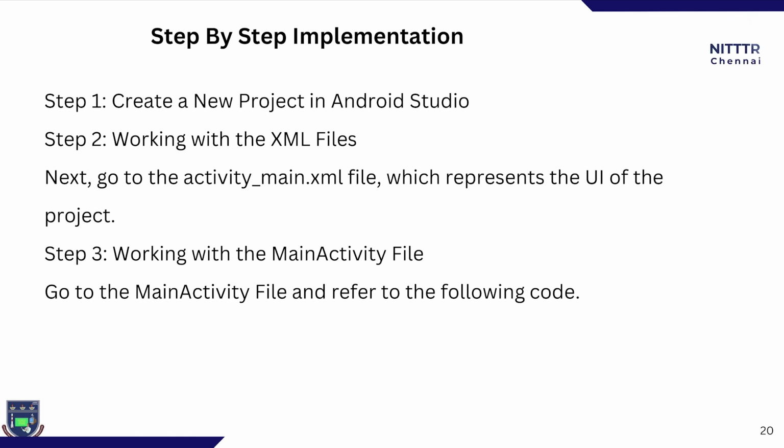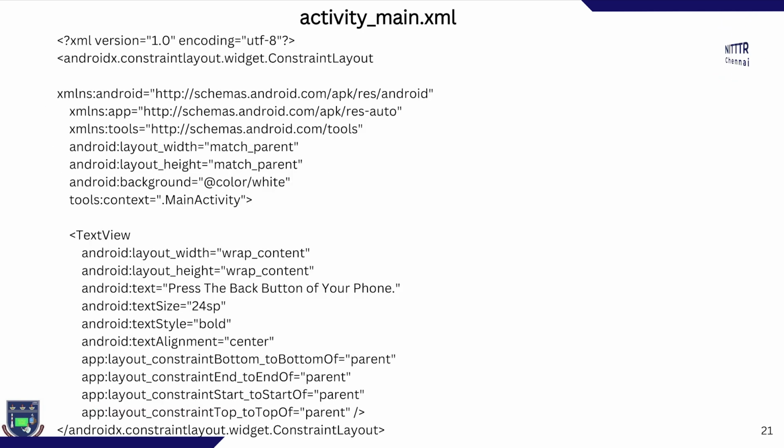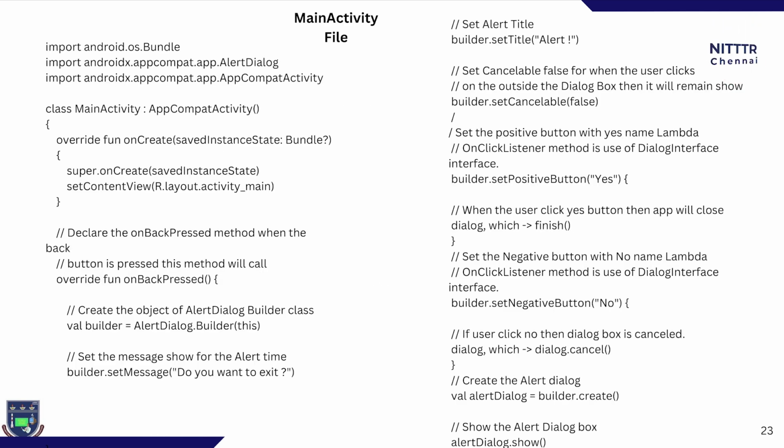Next, the third step is working with the MainActivity file. Now let us understand the Kotlin code that creates and displays the alert dialog when the back button is pressed. We start by importing the necessary classes such as AlertDialog and AppCompatActivity. In the onCreate method, we set the content view to activity_main, which defines our user interface. Next we write the code for handling the back button press. Here we override the onBackPressed method. This method is triggered whenever the user presses the back button.